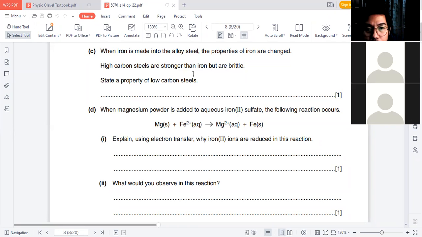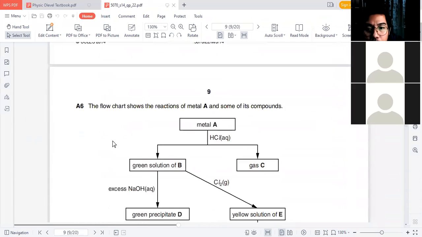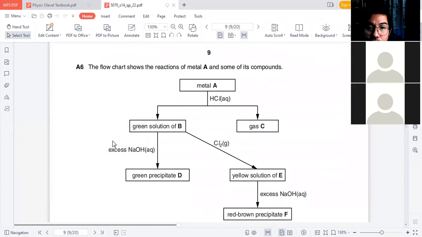Now let's move on. Here the flow chart shows the reactions of a metal. This is actually really easy. Metal A with HCl: metal plus acid will always give you hydrogen gas, so it is definitely going to be H2 here. Metal plus HCl gives you a green solution.